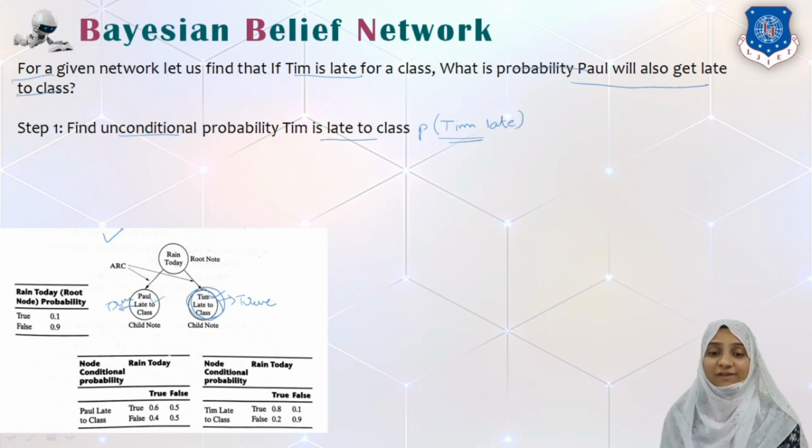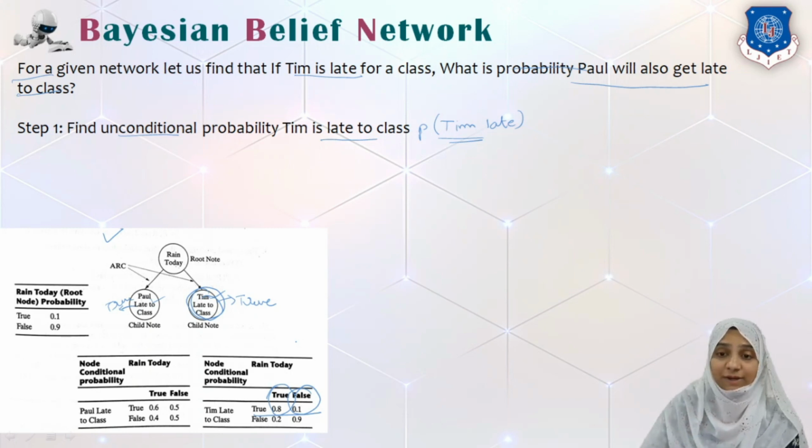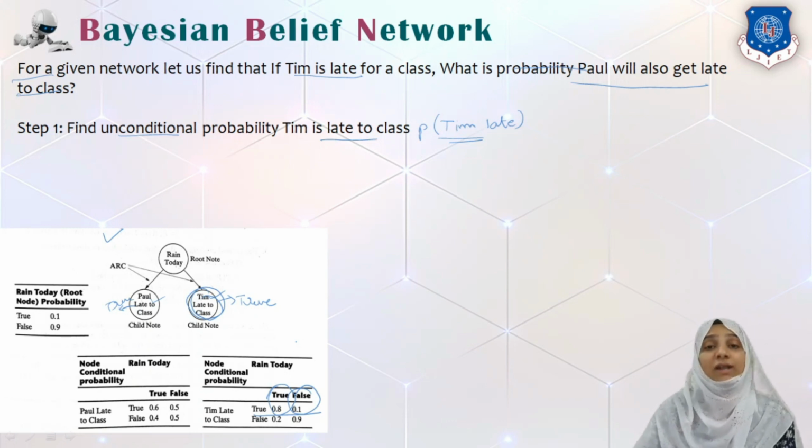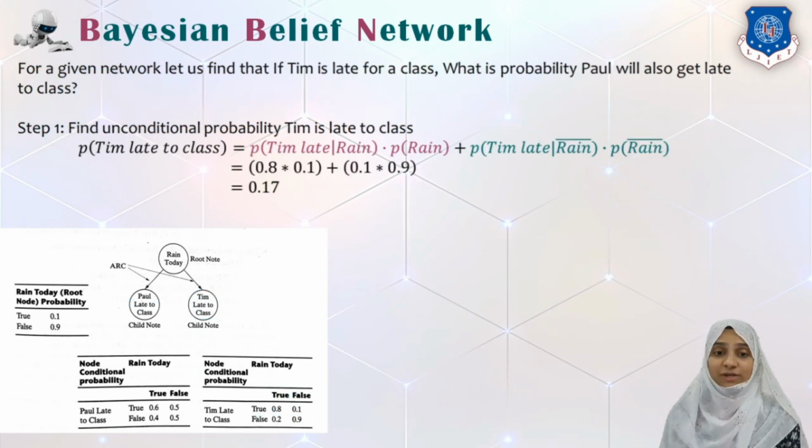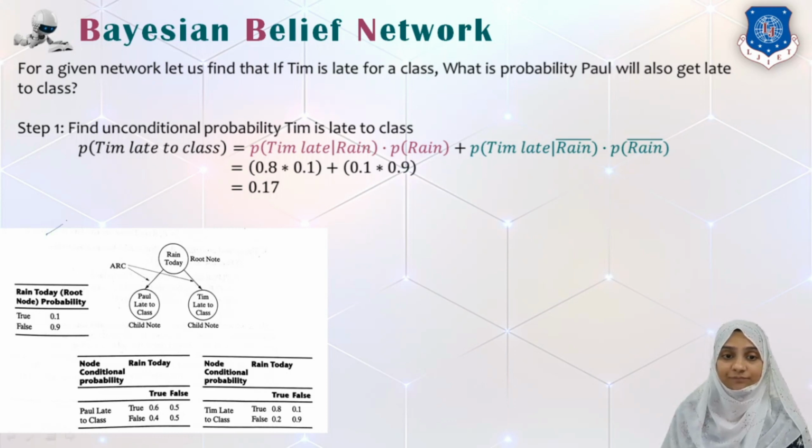Okay, so as you can see, Tim can get late to class when there is rain and when there is no rain. So we know that Tim is late, but what is the probability of rain if Tim is late? That we have to find out, and for that we have to find the unconditional probability of Tim getting late. So Tim is getting late to a class, as you can see here.